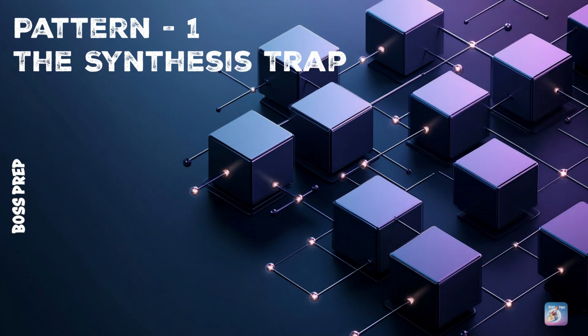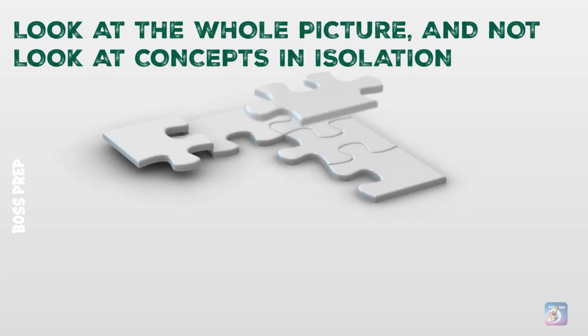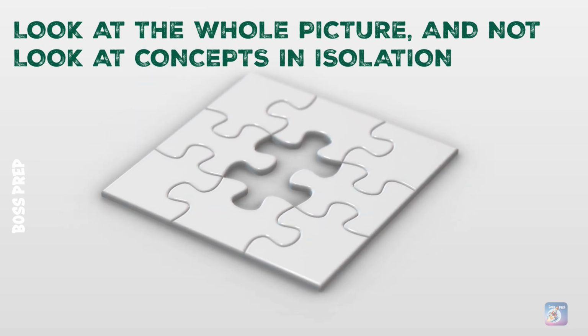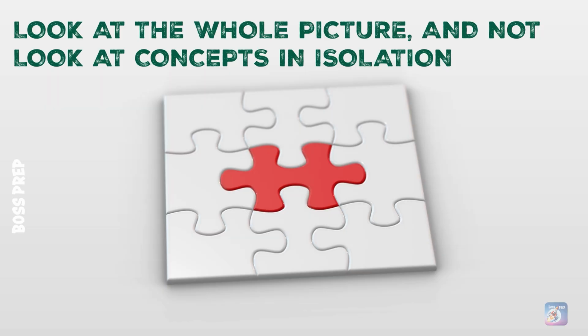Pattern 1. The synthesis trap. This analysis of the last 5 years of GS-1 papers has revealed 3 kinds of patterns. We will discuss all 3 patterns in detail with examples and strategies. So now let us come back to the first pattern, the synthesis trap, and observe it in detail. UPSC now consistently asks questions that appear to test one area, but actually require integration across multiple subtopics.